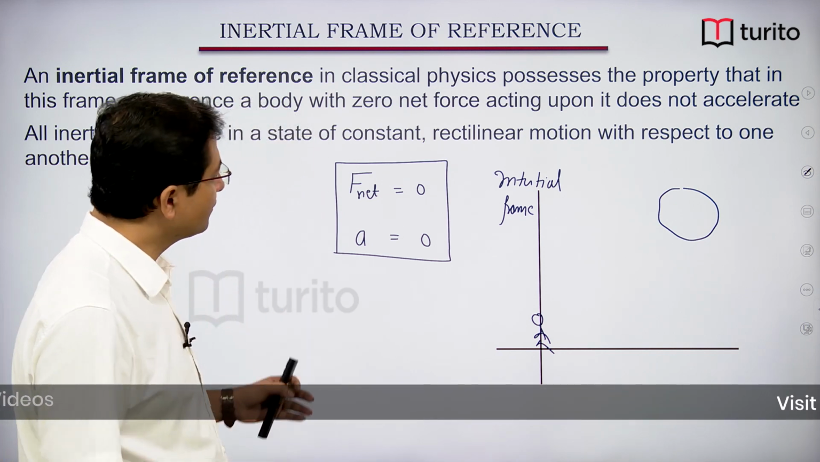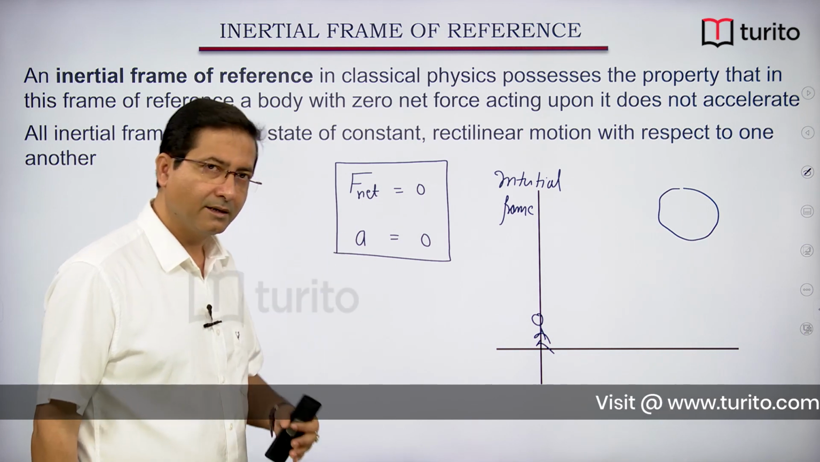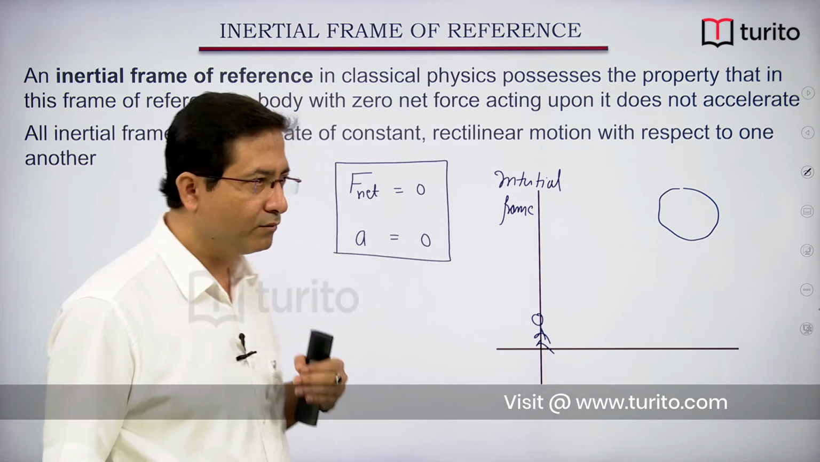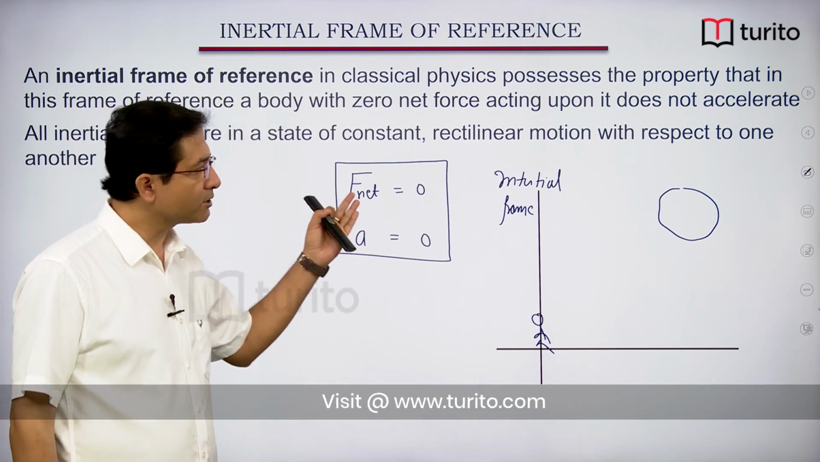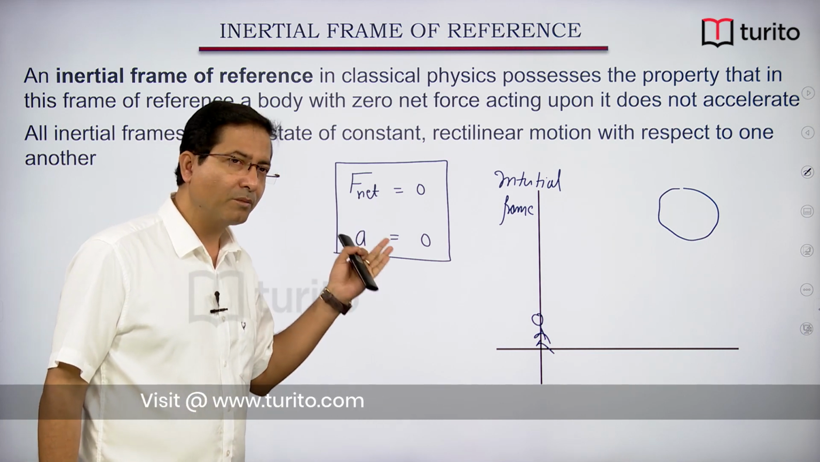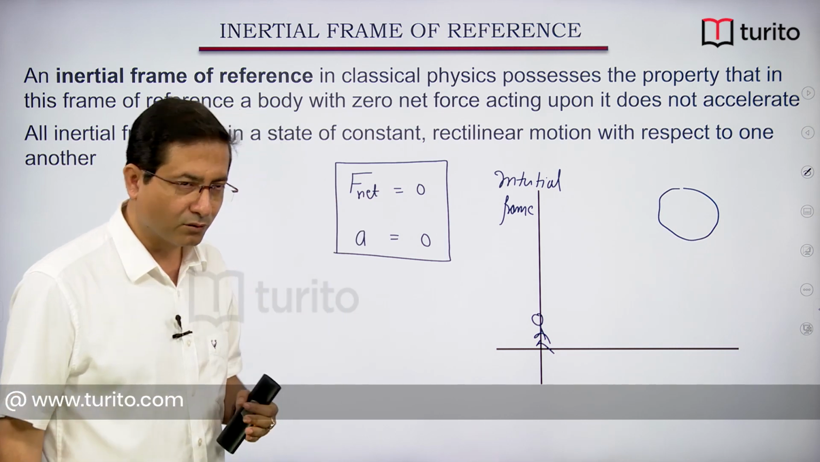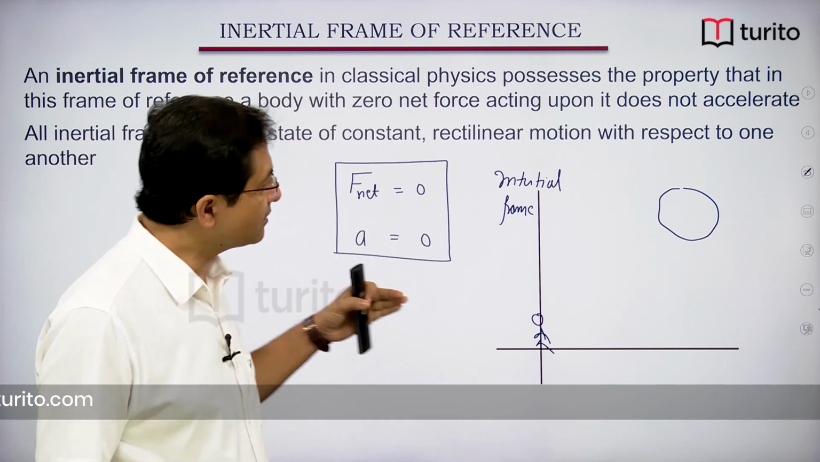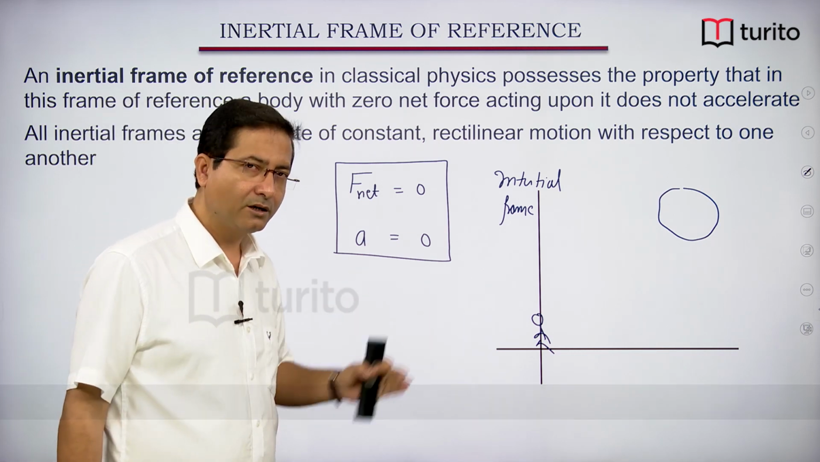So it looks very obvious that if we are not getting any force, we should not get any acceleration. But when we go to a non-inertial frame, it might be possible that you are not observing any force but you are getting acceleration, or you might not observe any acceleration but you are getting net force. So if this is not matching, the type of frame we are standing on will be a non-inertial frame.